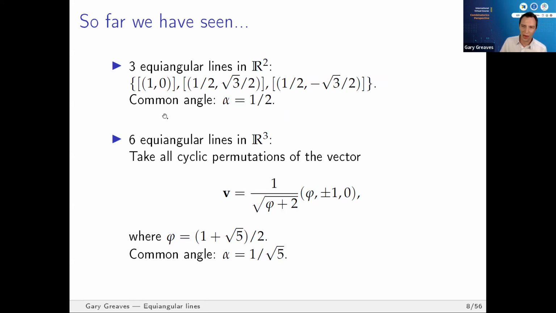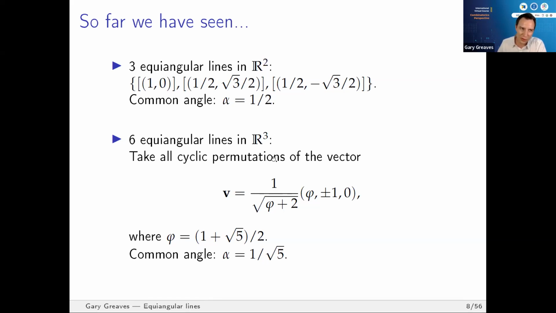This is something you can check. Let's do one easy example. If I take the inner product of (1, 0) and (1/2, √3/2), the inner product will just be 1 times 1/2 plus 0 times √3/2, which is 1/2. Okay, good. So this is one example reformatted into this new way of looking at equiangular lines using spanning vectors.